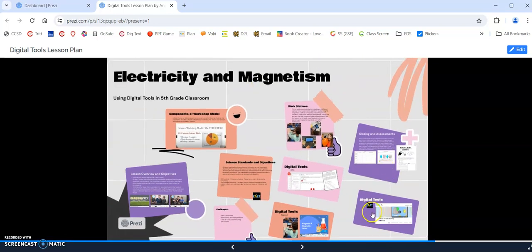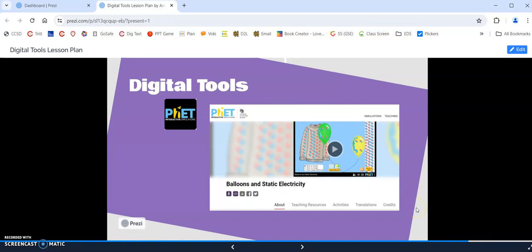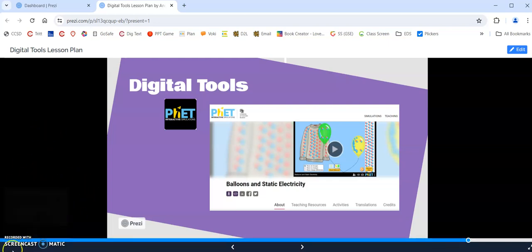The second digital tool we used, the real creative part of this, was the PhET simulations, where we simulated static electricity with balloons and sweaters and walls. We also built some circuits and tested some common materials as insulators and conductors within the PhET system. Very creative. Students had to do some thinking, collaborating, and creating with regard to the PhET simulations.